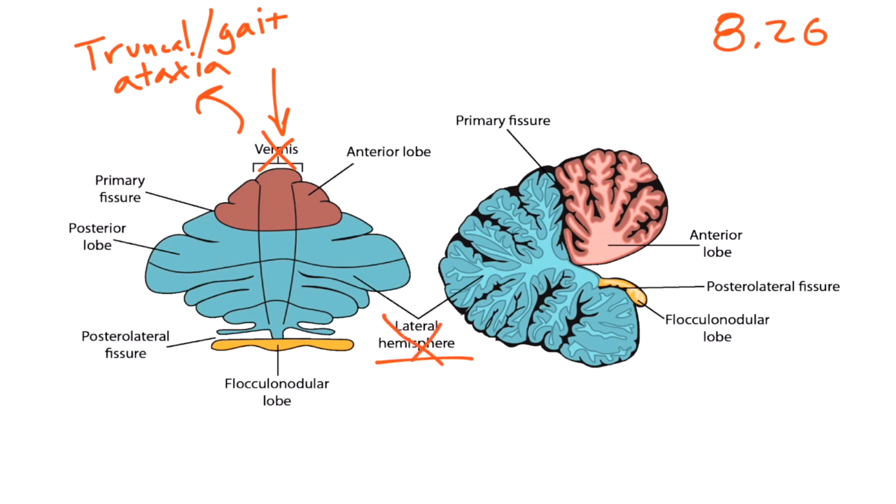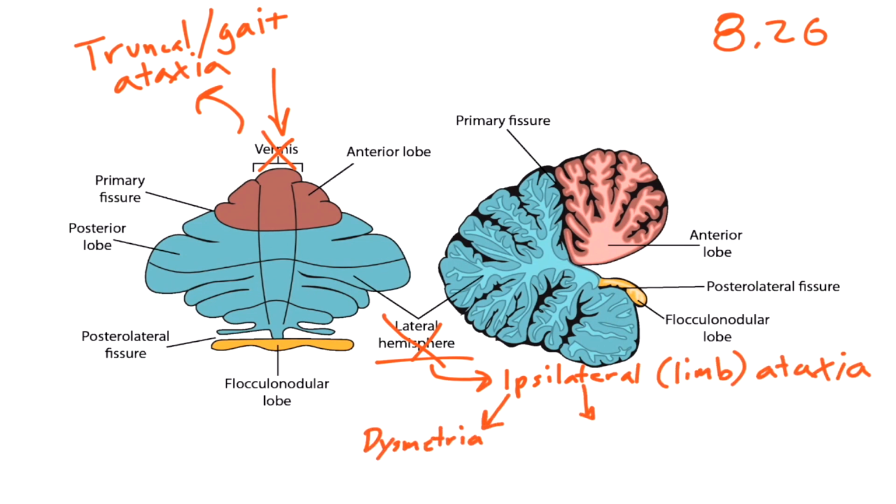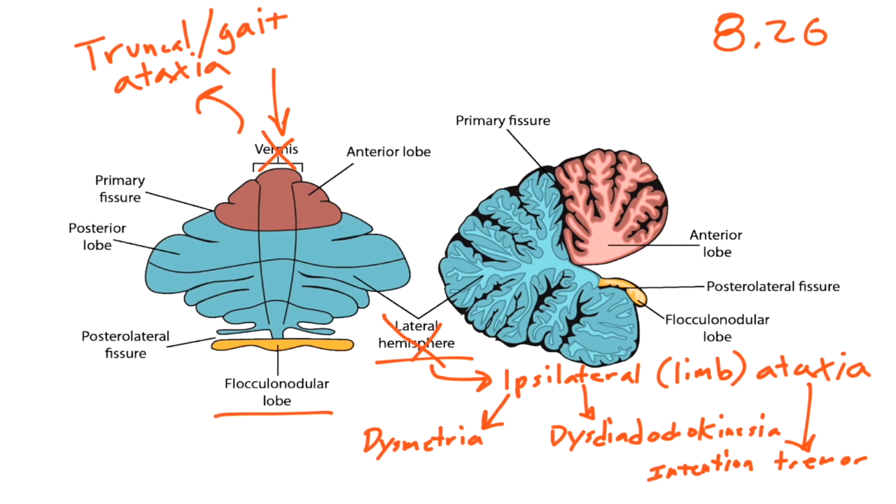Now, if you lesion the lateral hemispheres, then you will get ipsilateral limb ataxia. Symptoms of limb ataxia include dysmetria, dysdiadochokinesia, and intention tremor. And we will discuss these symptoms and what they look like more on the next slide. Now, on the bottom, we can see the flocculonodular lobe, and this is involved in eye movements. So if this is lesioned, the patient will demonstrate nystagmus, or repetitive, uncontrolled eye movements.